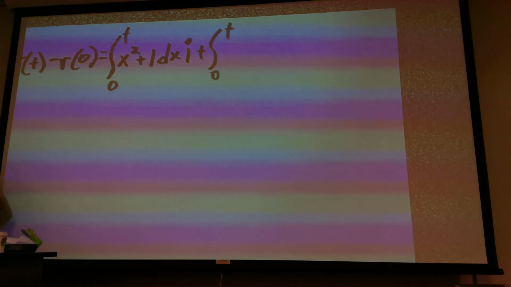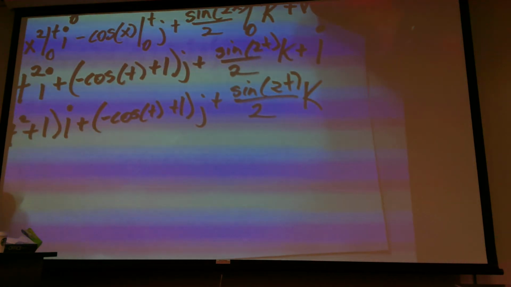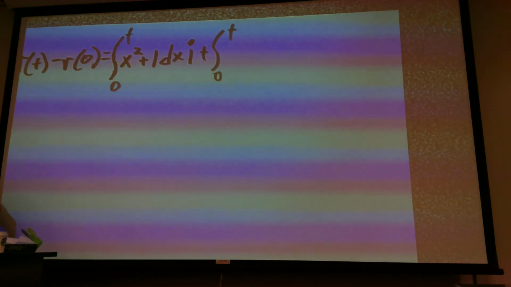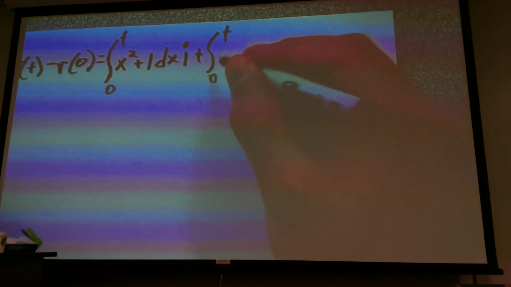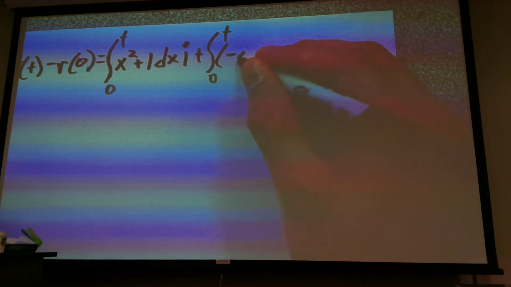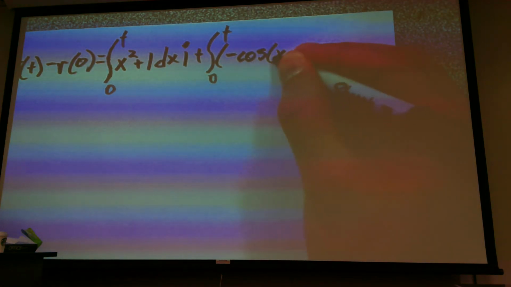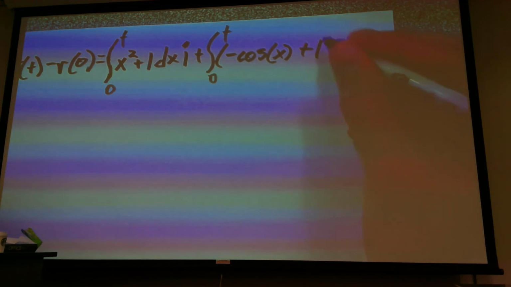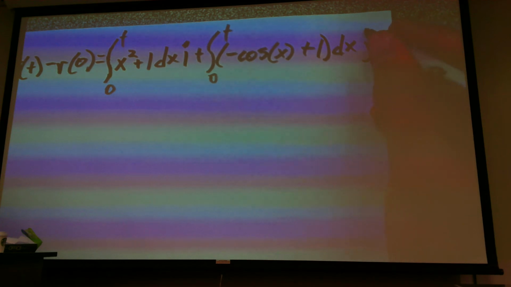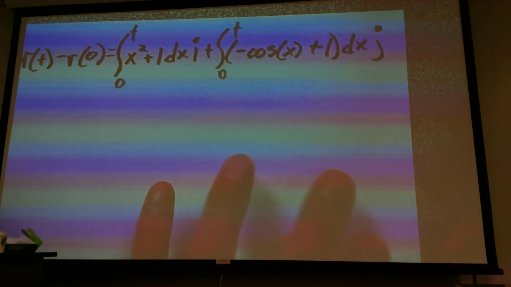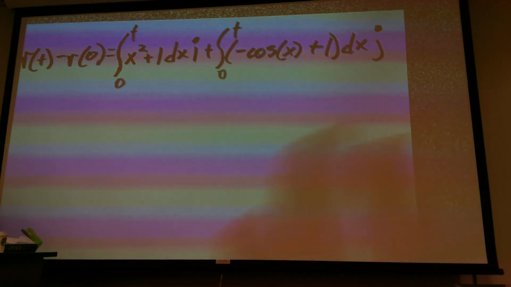Going to the next one I'm looking at, that's going to be negative cosine of t plus 1. So we change that into negative cosine of x plus 1, an integral with respect to x, times j. And then we're going to go to our last one.